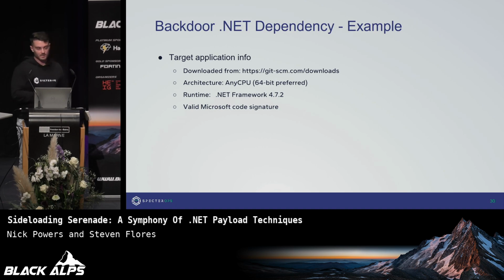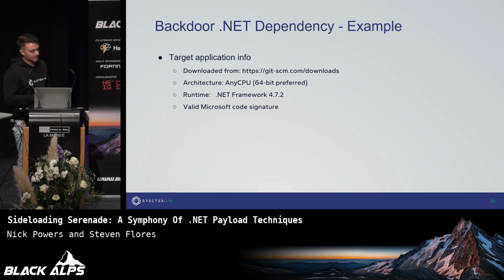So we've talked about some of the steps associated with how we want to target some sort of existing dependency for a .NET application. Now we're going to step through a simple example of backdooring one. So just one that I picked for this was Git-related assemblies signed and distributed by Microsoft.